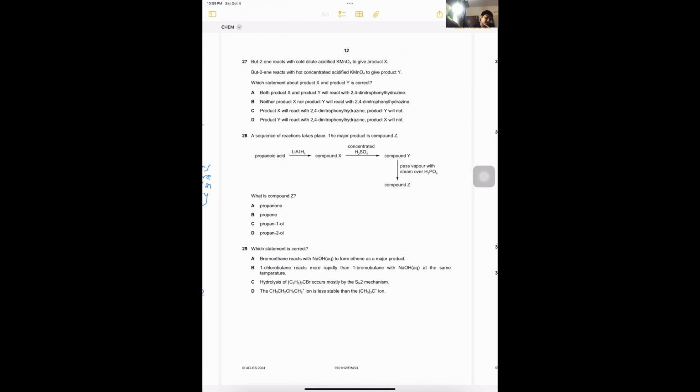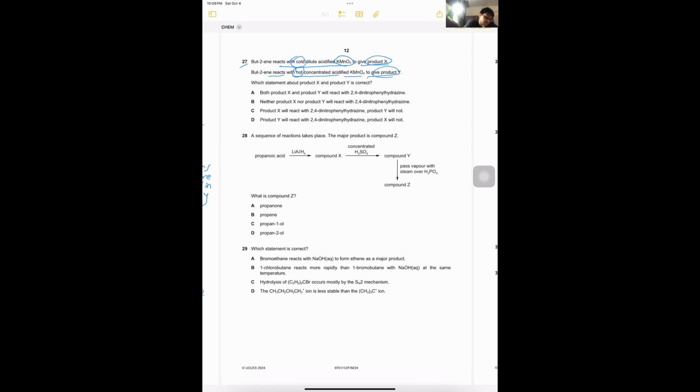Butene reacts with cold dilute acidified KMnO4 to give product X. Butene reacts with hot concentrated acidified KMnO4. So one is cold, one is hot, to give product Y. We'll come to the conclusions later.